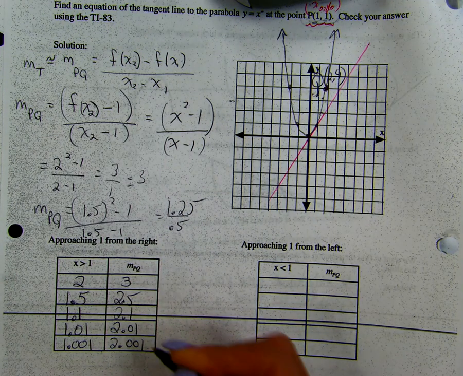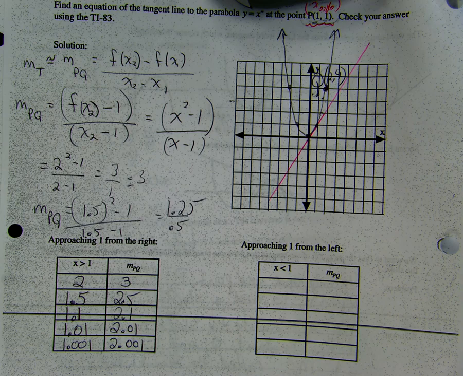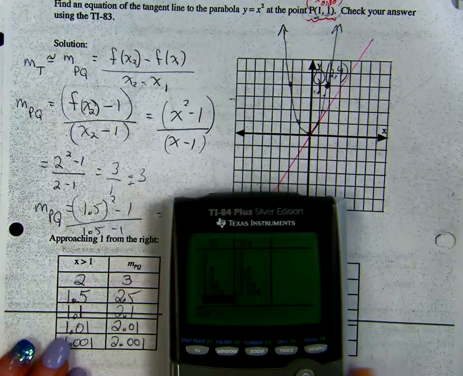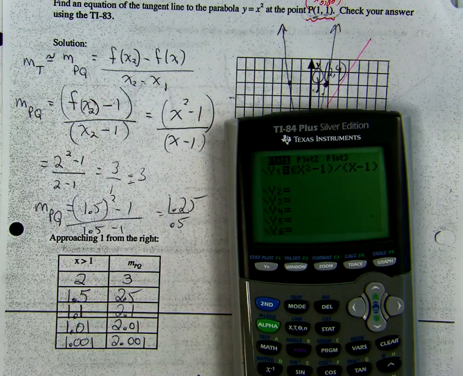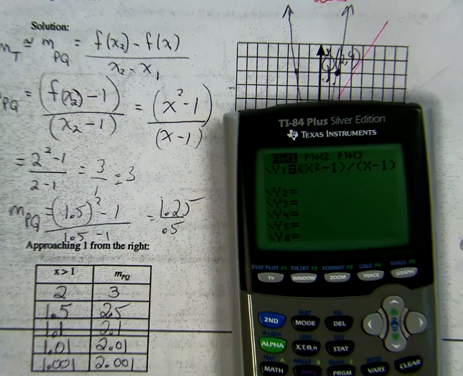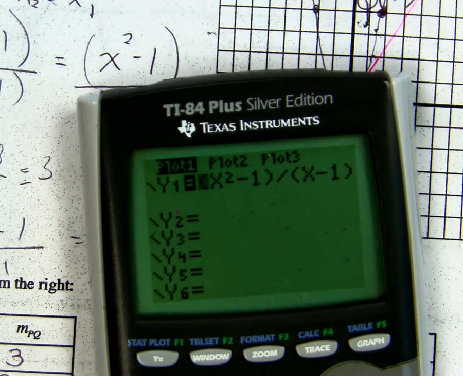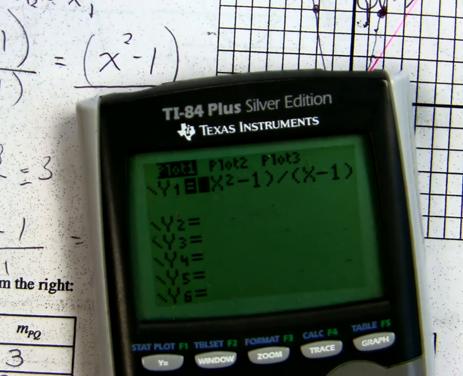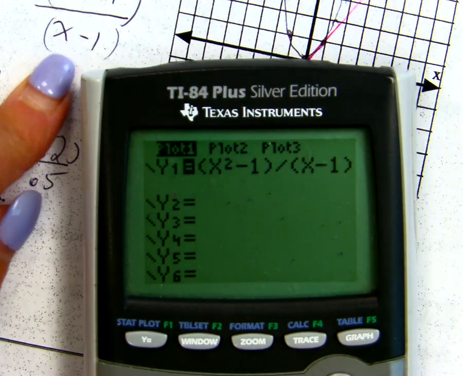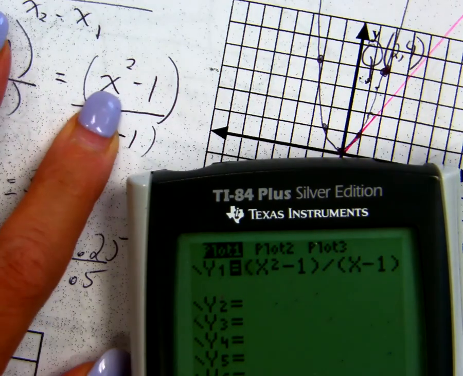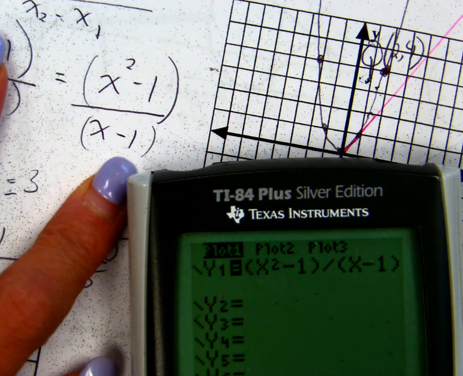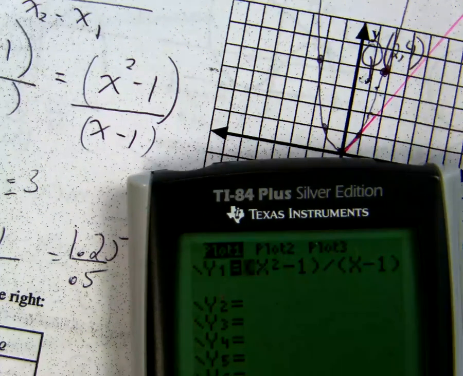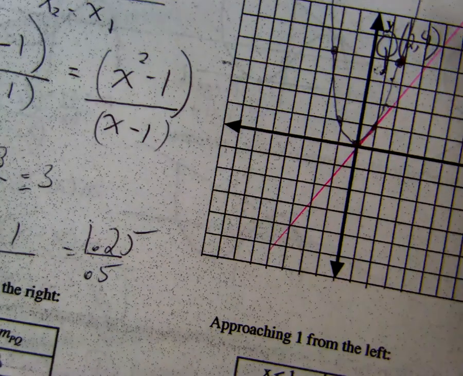Okay, one more time, how you program it. In your equation editor under y equals, can you see that screen there? Okay, in the equation editor under y equals, program in the equation that you keep on using to find the slope of the secant line, x squared minus 1 over x minus 1. Got it?